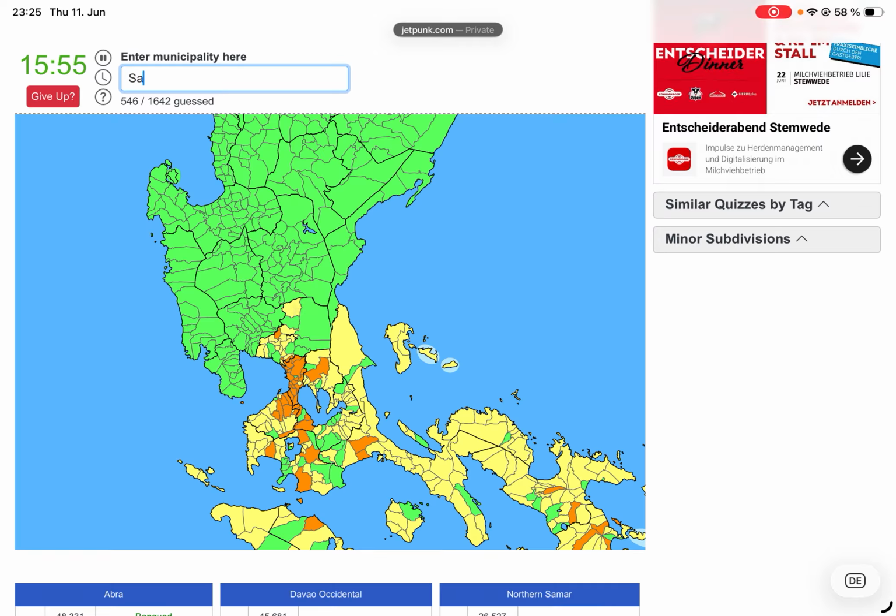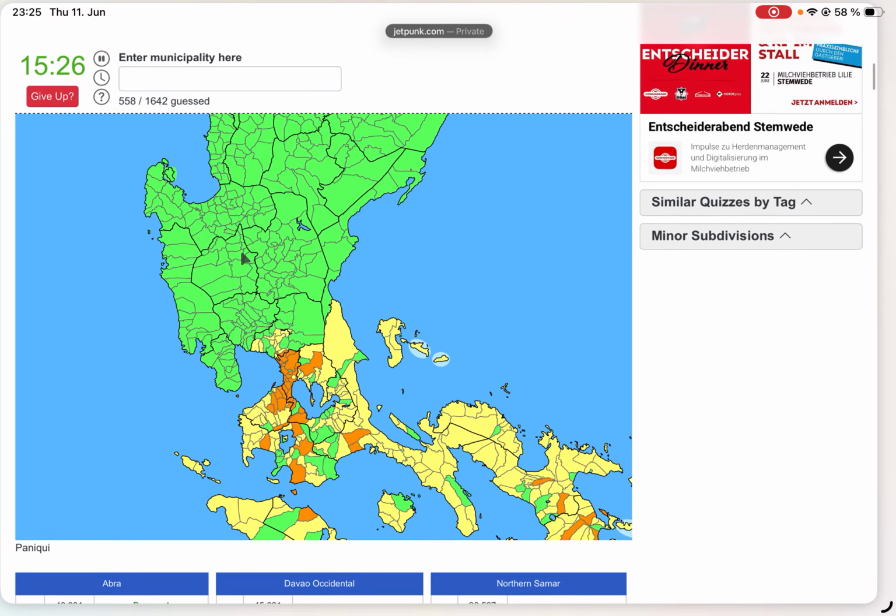This one should be San Rafael. Or no, it's... Oh yeah, it is. I think it is San Rafael, right? Oh no, okay, the southern one. Yeah, I was not sure if the southern one was San Rafael or the northern one, because then the northern one is San Miguel. And then we have Baliwag. We have Pulilan, Calumpit. It's actually really small.